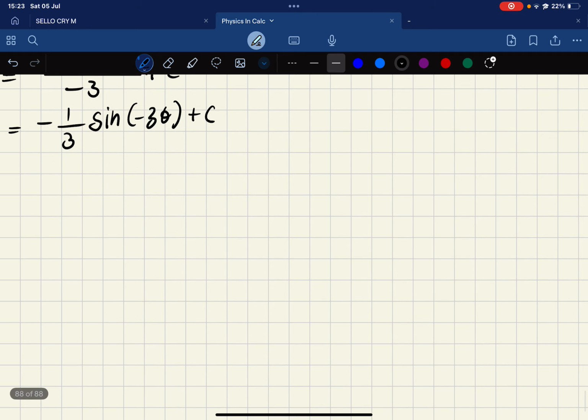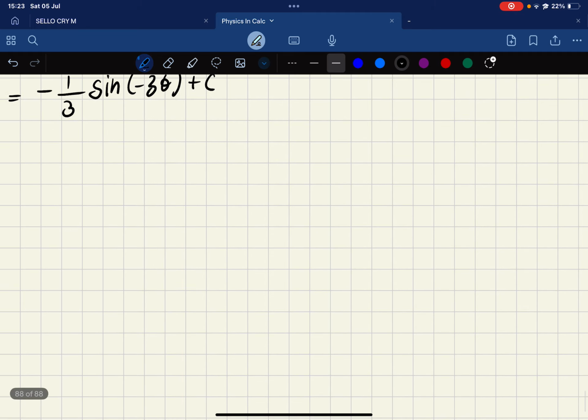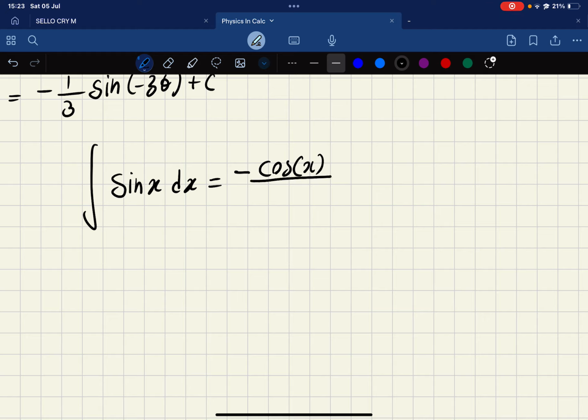Understand? So let's say they ask you, what is the integral of sine x dx? The integral of sine x dx is going to be negative cos x. Then we divide by the derivative of x, which is 1. Then we say plus c, meaning our answer is negative cos x plus c.